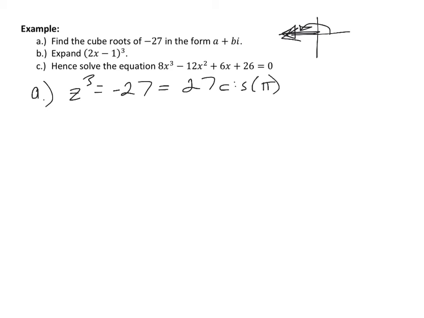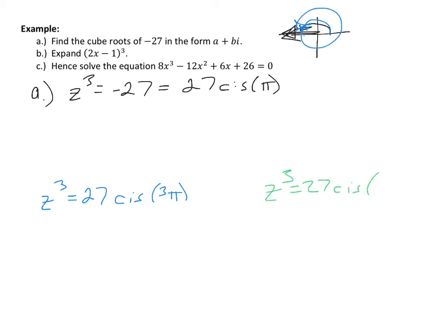But remember, I'm supposed to have 3 solutions here. So I'm also going to be doing z cubed equals 27 cis 3 pi. That just comes from me doing pi plus 2 pi. And then, we'll use green, I'll also do z cubed is 27 cis 5 pi. Okay. Now I'm going to follow the same process I've used for all of these other ones.